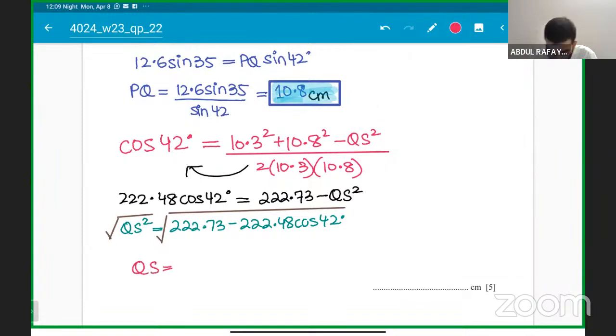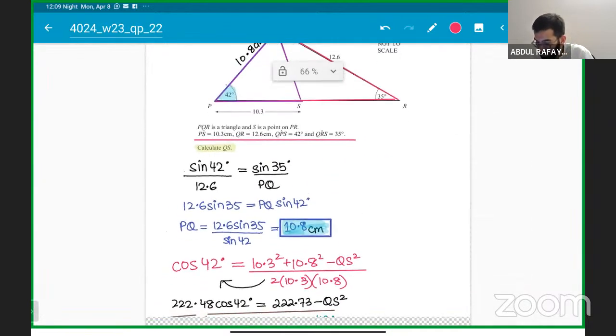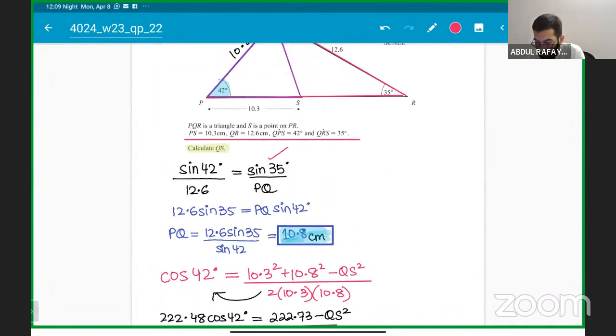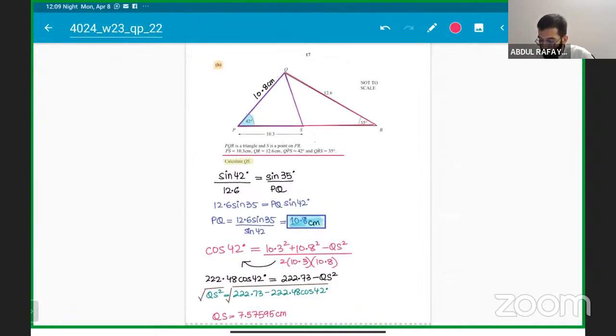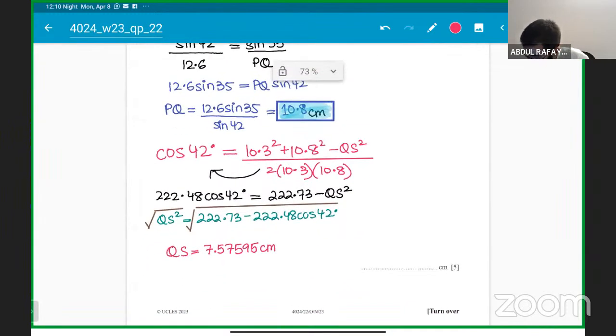So QS is equal to the square root of 222.73 minus 222.48 times cos 42 degrees, and I'm getting 7.57595 something. And what we can do is round off what they're saying. So when you don't have anything written, they're just saying calculate QS. So every value is rounded off to one decimal place. Students, we can see that every measurement is basically rounded off to one decimal place, so we can say that it will be 7.6 centimeter, just directly one decimal place by just working it out.